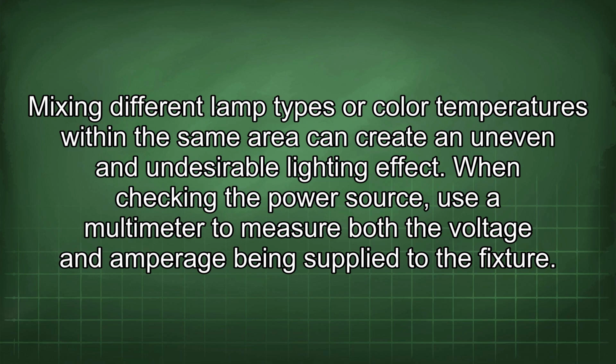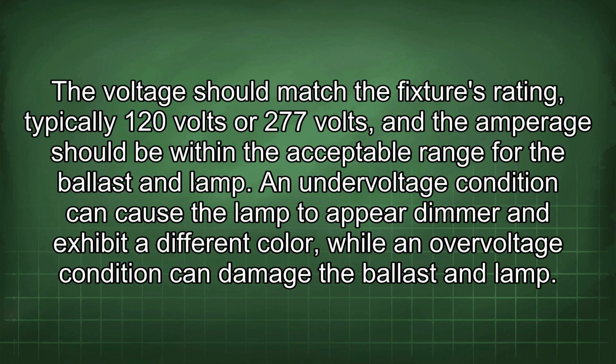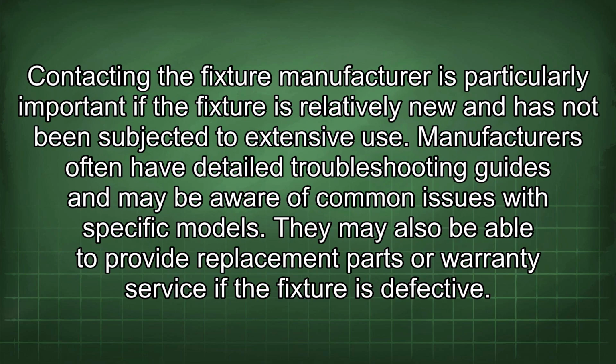When checking the power source, use a multimeter to measure both the voltage and amperage being supplied to the fixture. The voltage should match the fixture's rating, typically 120 volts or 277 volts, and the amperage should be within the acceptable range for the ballast and lamp. An undervoltage condition can cause the lamp to appear dimmer and exhibit a different color, while an overvoltage condition can damage the ballast and lamp. Contacting the fixture manufacturer is particularly important if the fixture is relatively new and has not been subjected to extensive use.